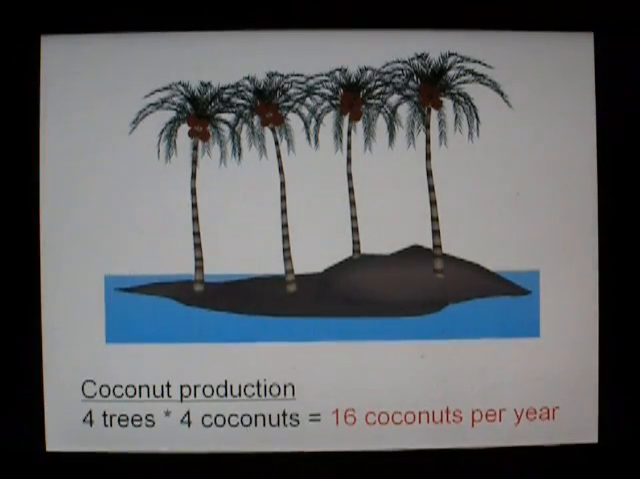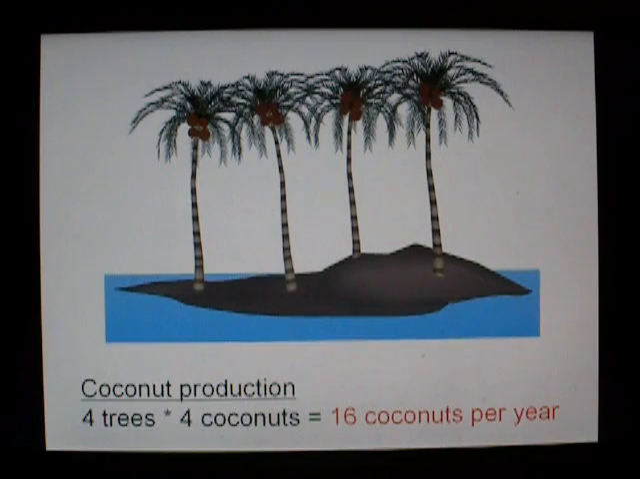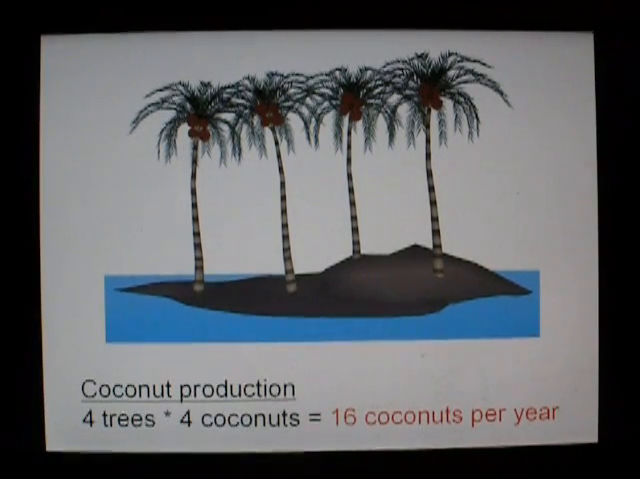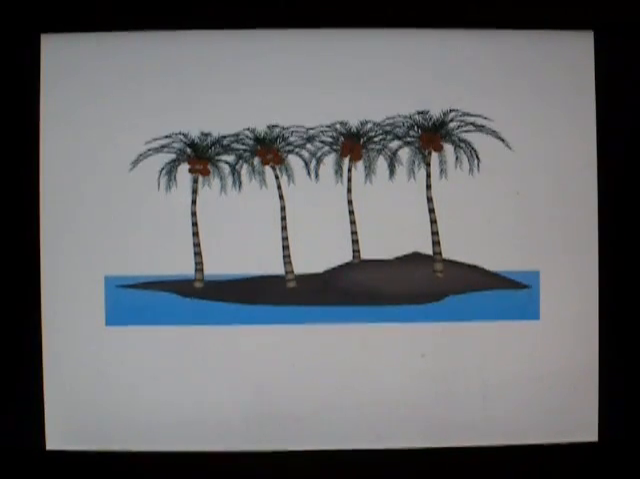Imagine that you live in a perfect world. This world is populated by 4 people, each of whom live on their own island. Each island has 4 coconut trees. On average, every year, a tree will produce 4 coconuts, so each island produces 16 coconuts per year.